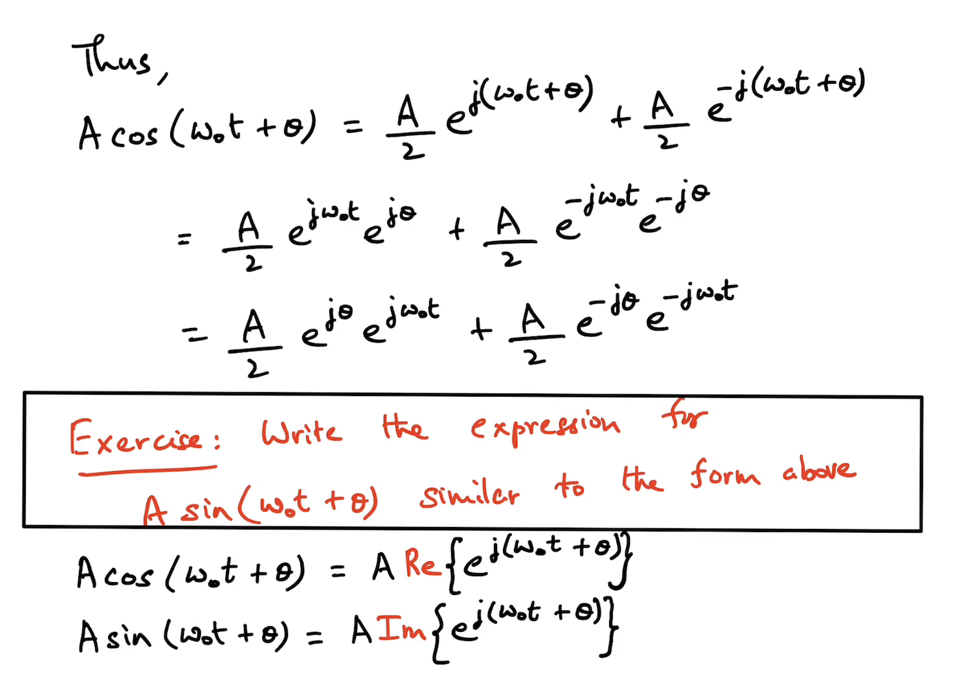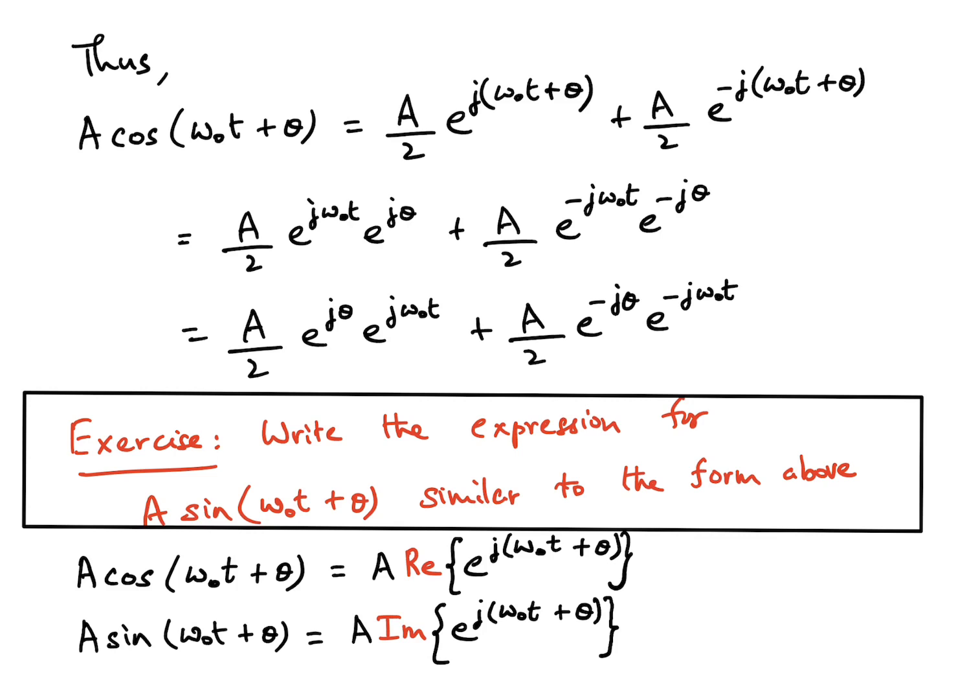Now I want to leave it as an exercise for you to do a similar thing for sine omega naught t plus theta. So when we have a sine omega naught t plus theta, what would the similar expression in this form look like? It's a very straightforward thing, and I'll leave that as an exercise for you to work out. And as I said before, the cosine term is the real part of the complex exponential, and the sine term is the imaginary part. Because the amplitude is A, the real part gets multiplied by A, and the imaginary part also gets multiplied by A.